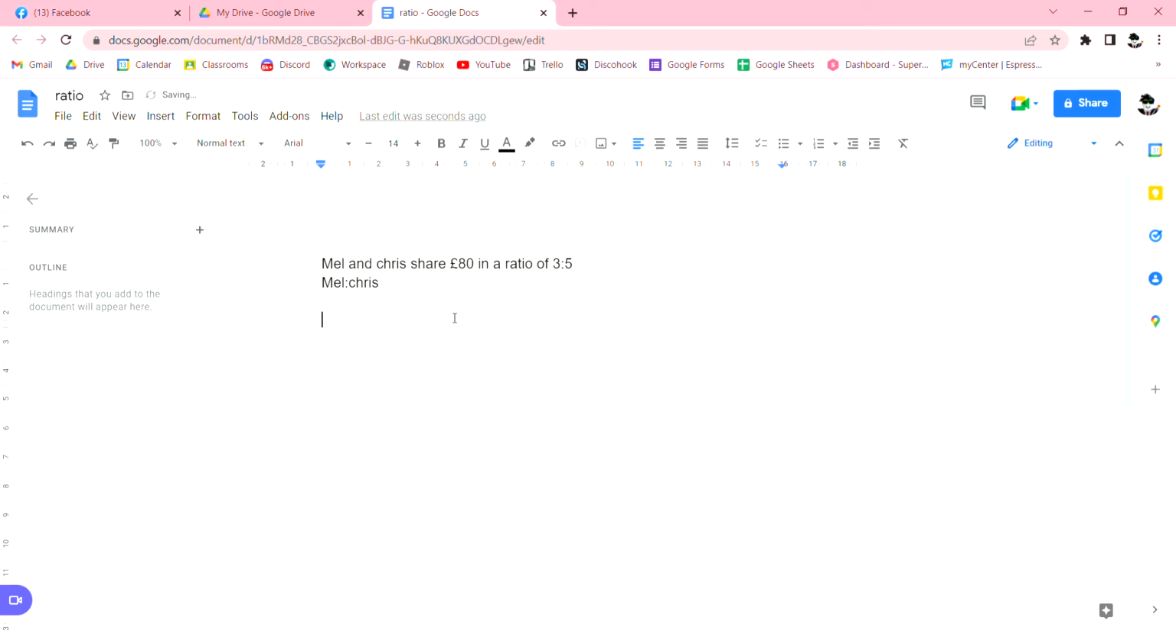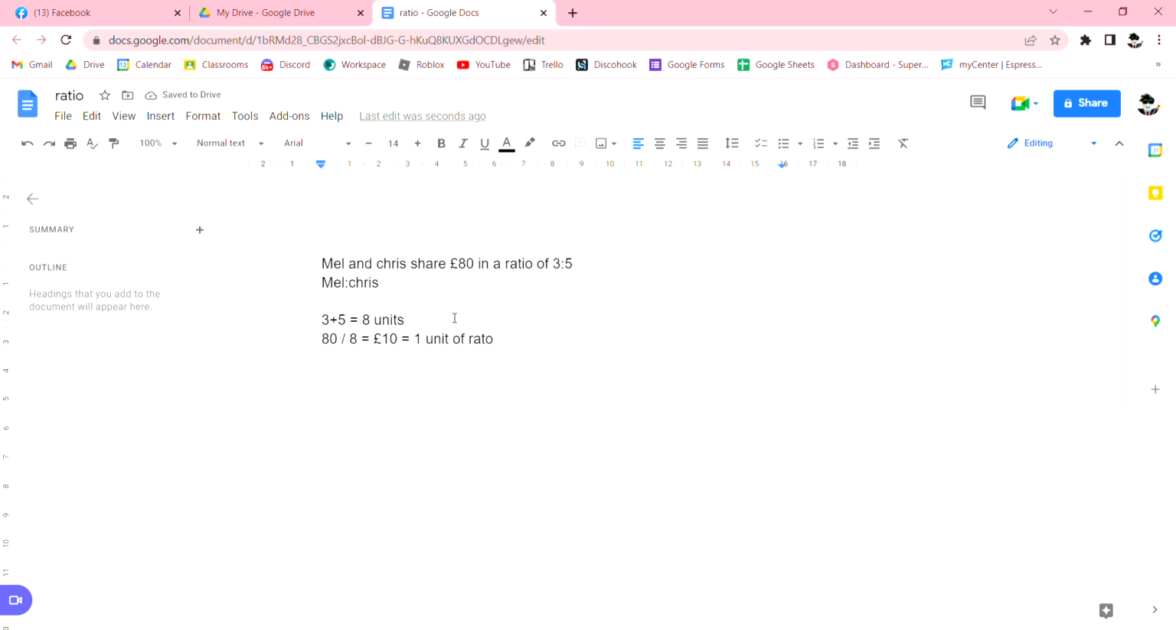So the way we do this is we take the ratio and we find the total, which will be 8 units of ratio, and then we divide the amount that they share by the total units. So we'll do 80 divided by 8, which gives us £10. So now we know that £10 equals 1 unit of ratio. Then we just take their numbers.